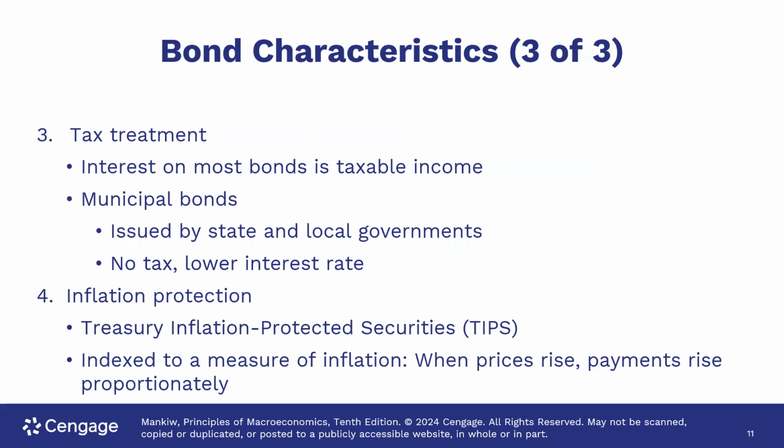Right. So the third characteristic is tax treatment. The interest on most bonds is taxable income. So if you get some interest income from a bond, you need to pay income tax for that. However, there is one specific type of bond that you do not need to worry about that, which is municipal bonds. They are issued by state and local governments, and there is no tax on those bonds.